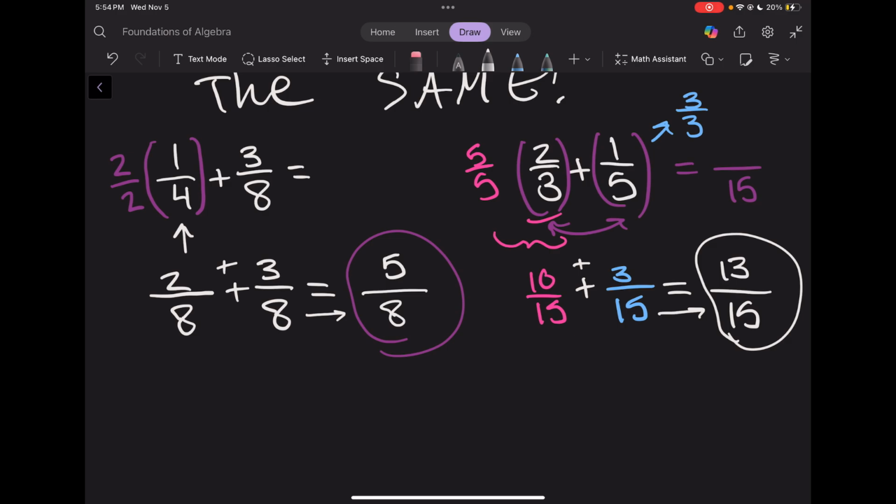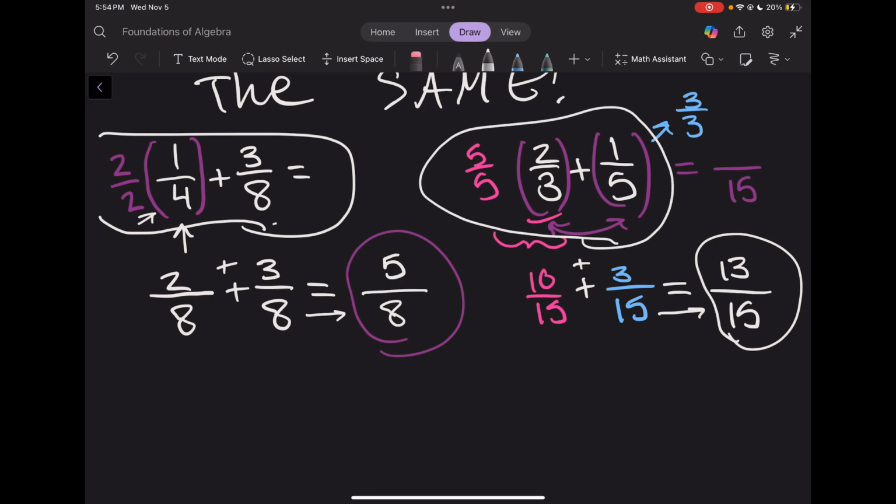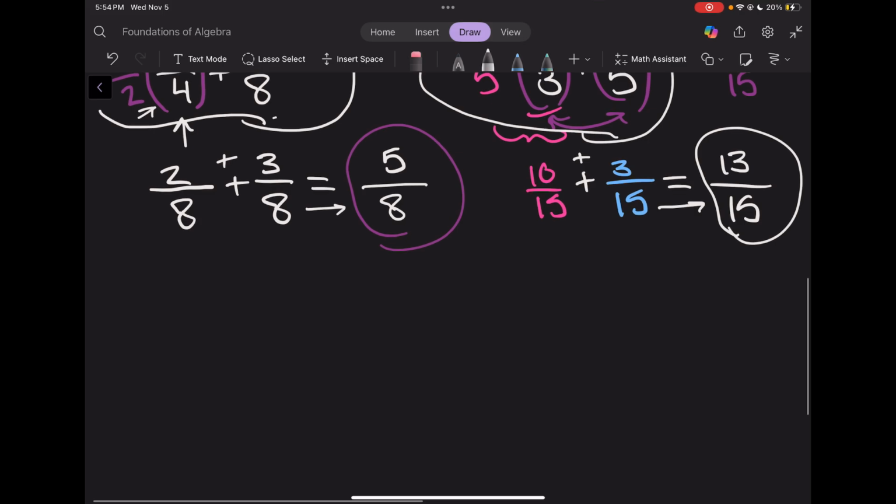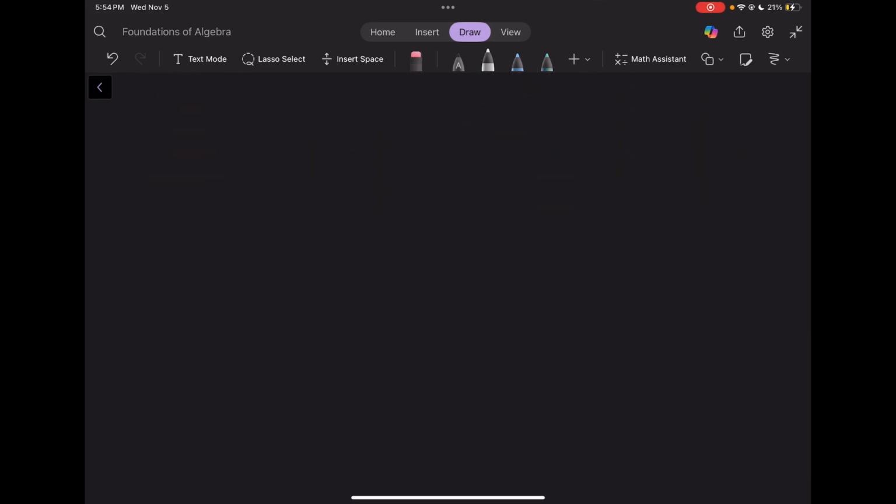So when you're adding or subtracting fractions, there's this option where you multiply one fraction, or there's this option where you have to multiply both of them to get a number that is common with both of them. And the same thing works for subtraction.